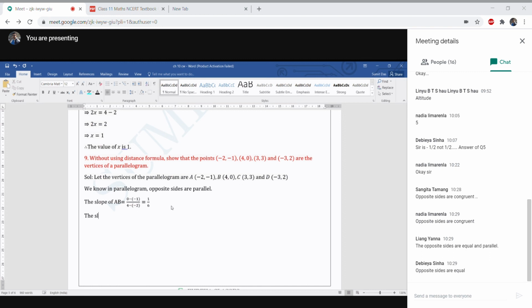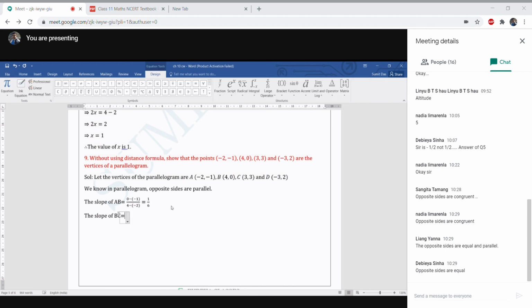The slope of BC will be 3 minus 0 divided by 3 minus 4, which is equal to 3 divided by minus 1, which is equal to minus 3.